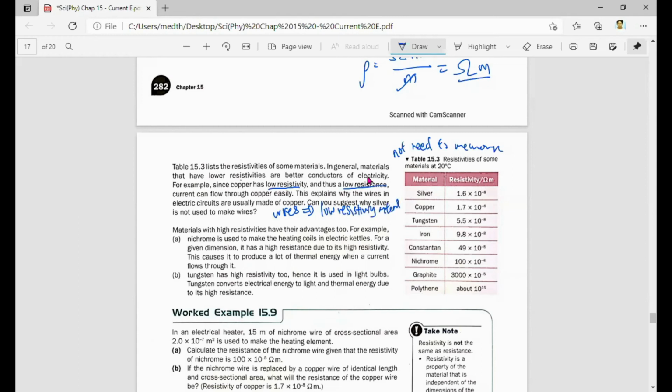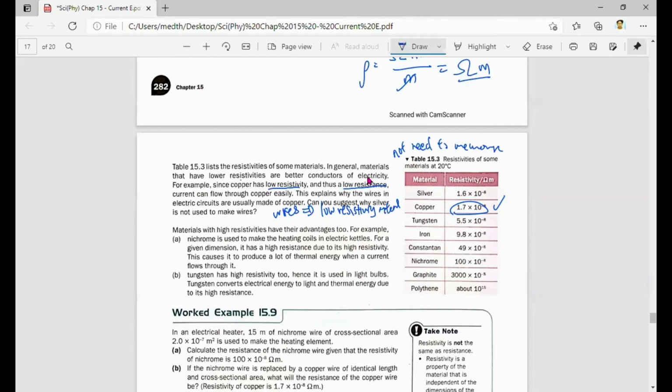So that's why you realize copper has low resistivity. Good. Tungsten, the resistivity is almost 3-4 times. So tungsten is not as good as copper, confirmed. Okay, so that's why a lot of wires are made of copper.